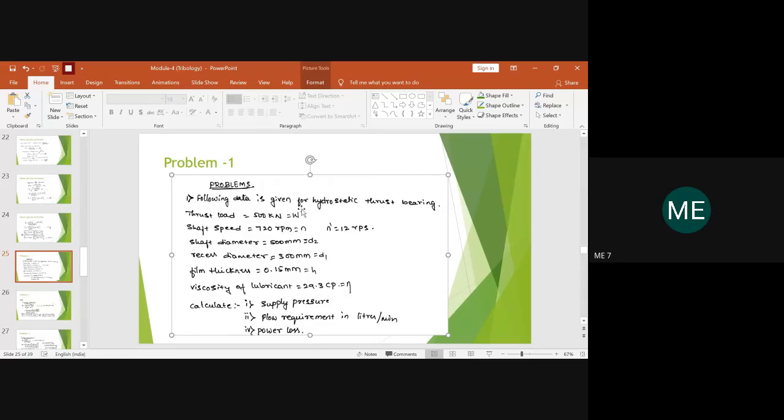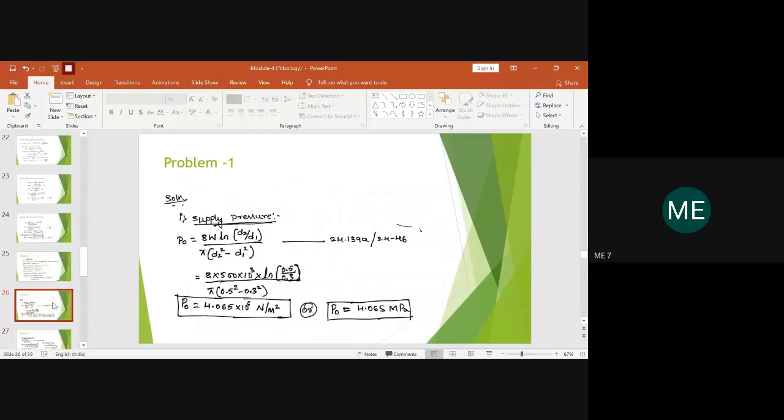After you are aware of all the specification details, you should see what needs to be calculated. They have asked you to determine the supply pressure, so you have to use the pressure equation. Then the flow requirement in the oil film, which you have to determine. And lastly, the power loss. We know the equation for power loss due to friction, so I will be using that equation and you will solve the problem.